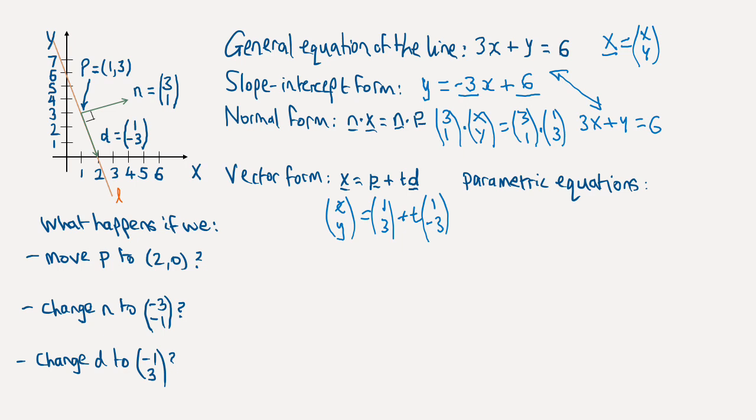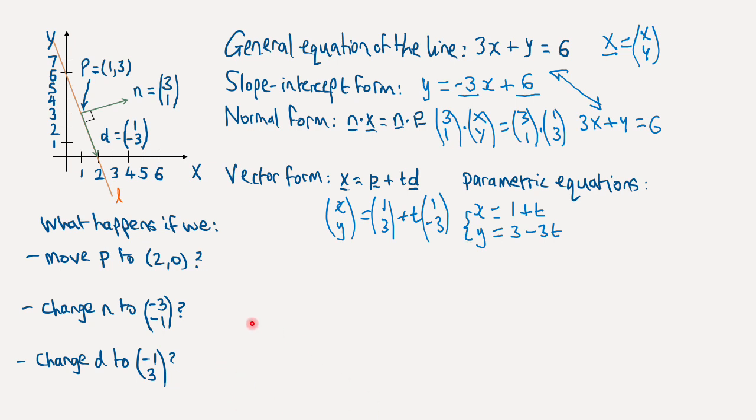So if I break that out into its components, we get what are called the parametric equations. So component x will be 1 plus t, and component y is going to be 3 minus 3t. So these are the parametric equations.